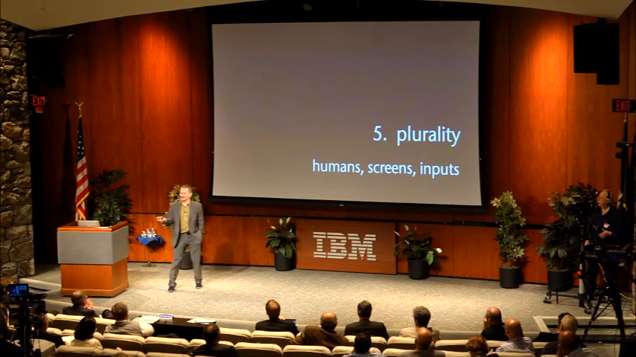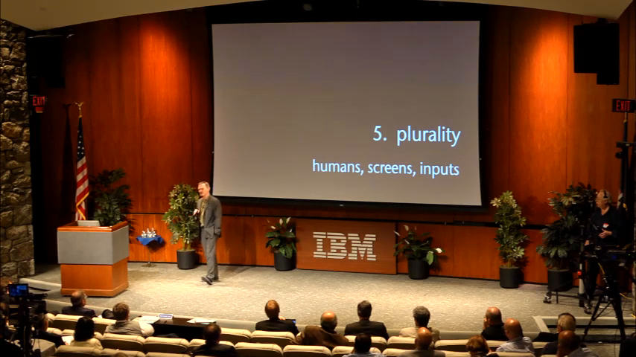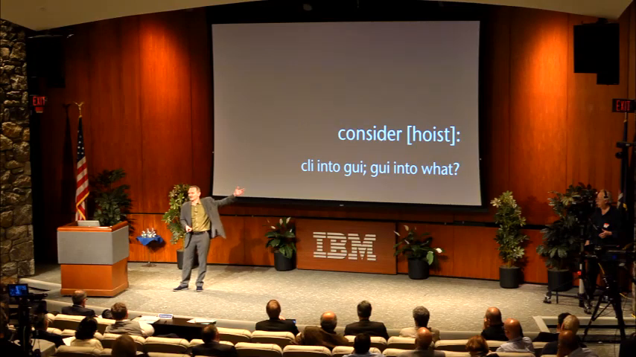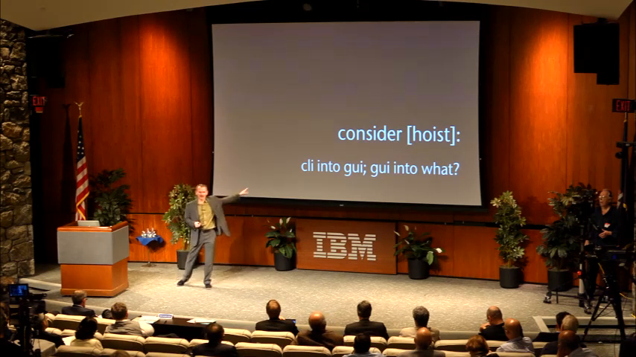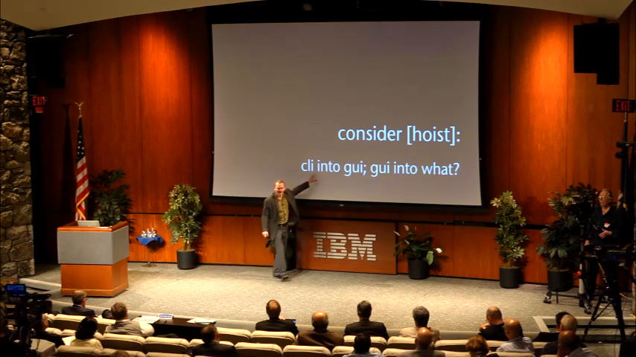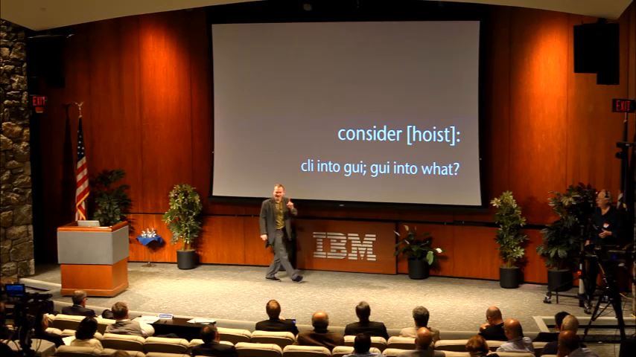I'm going to get to the final point, which again may be the most important thing of all. We want to emerge into an era of plurality. And to do that, let's do one final exercise. I'm going to propose a weird operator, a kind of human operator, a mathematical operator, I don't know what it is, called hoist. And hoist is what happened when we went from the command line interface to the GUI. And what I mean by that is as follows.